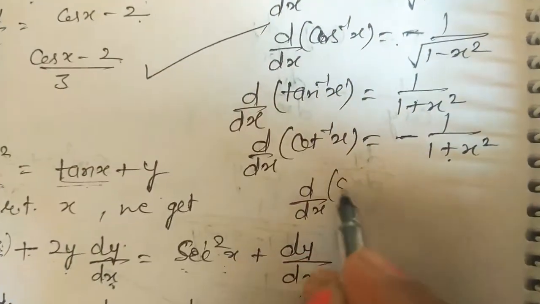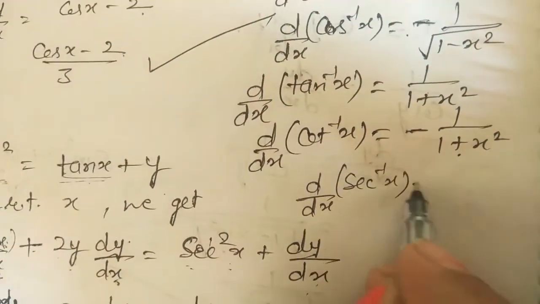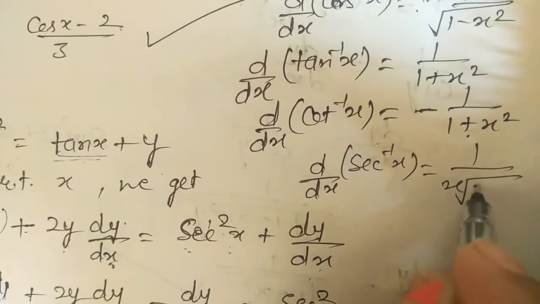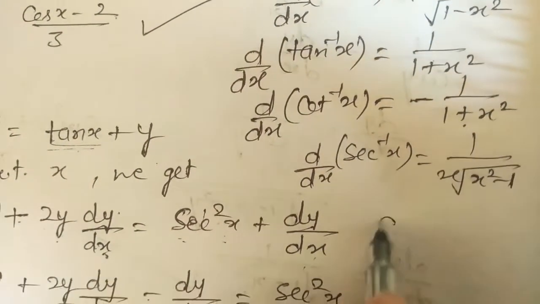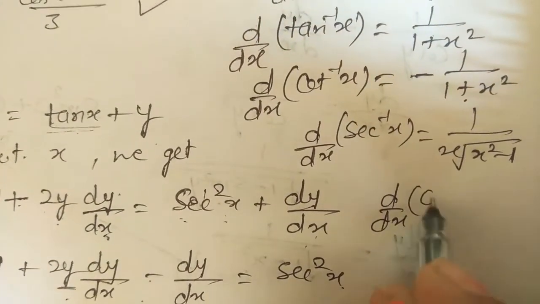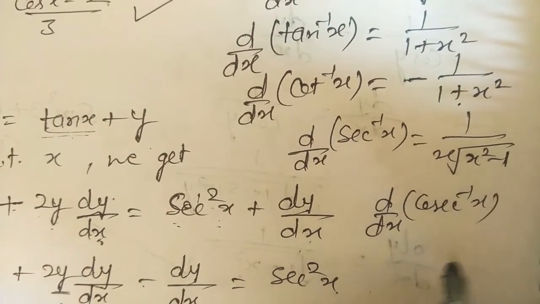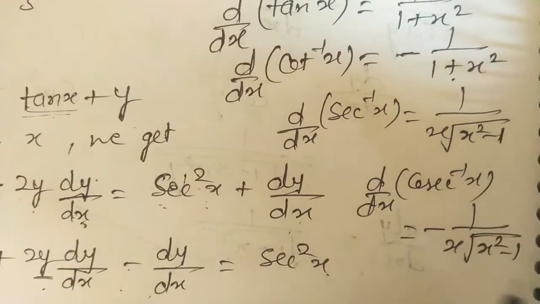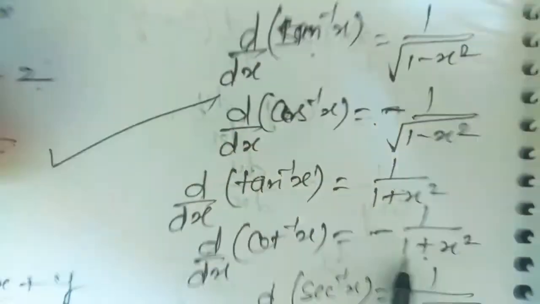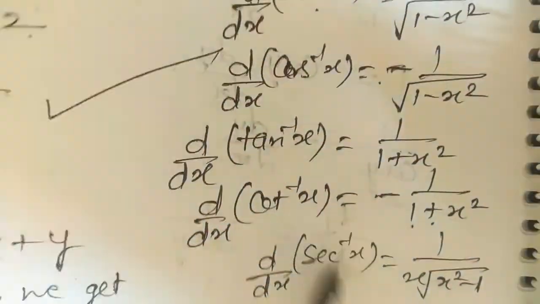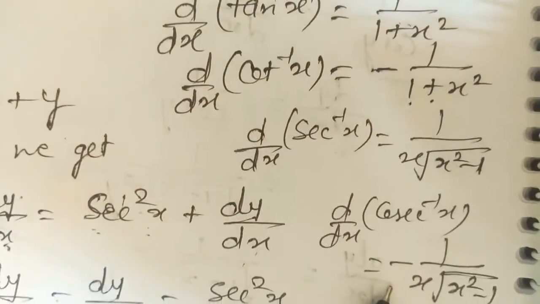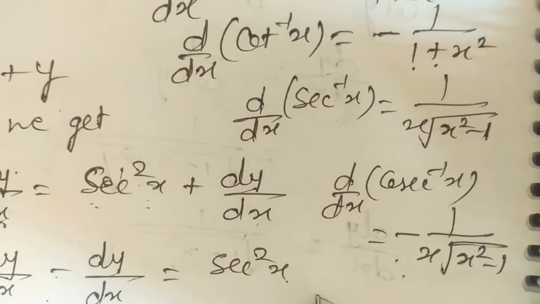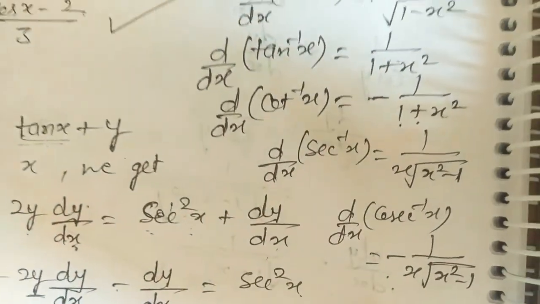The derivative of secant inverse x is 1 upon x into root of x square minus 1. And the derivative of cosecant inverse x is minus 1 upon x into root of x square minus 1. Okay, what is the difference between sine inverse and cos inverse? Plus and minus. Here tangent inverse and cot inverse also differ by plus and minus, and secant inverse and cosecant inverse also differ by plus and minus. So you will learn these formulae also.